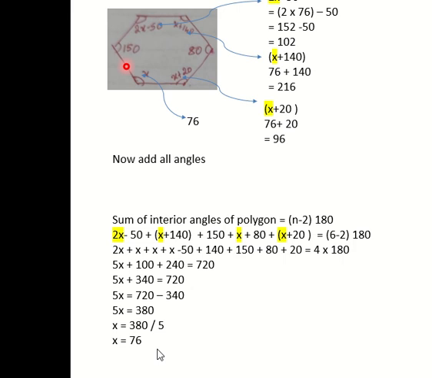Now we need to add all the angles. So when you add all the angles, it will sum up to 720. So the left hand side is equal to the right hand side. The value that we got for x, that is 76, is the right answer.